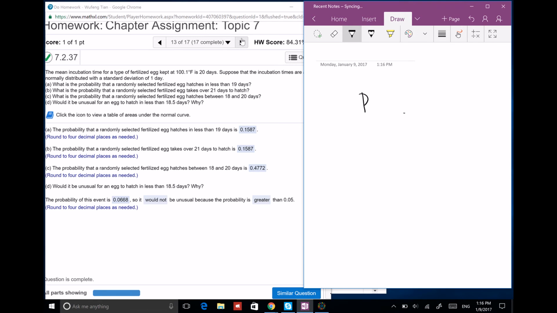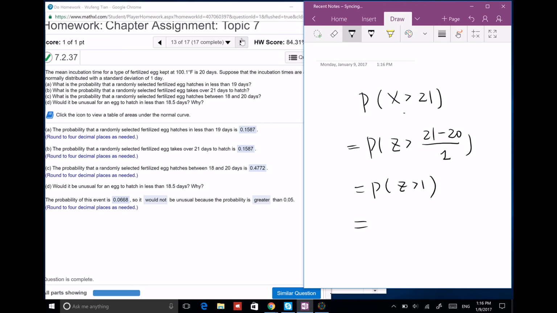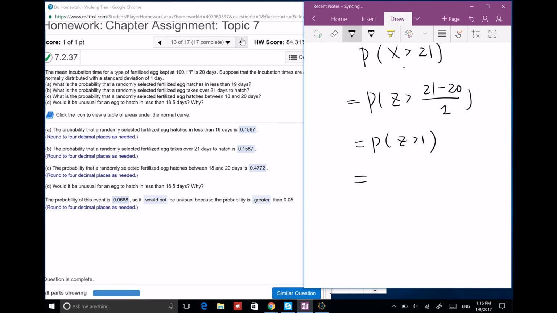Okay. The next one is in between. What do you need to do? Probability of x bigger than 21, right? X bigger than 21. So you get P z bigger than 21 minus mu over sigma, which is P z bigger than 1. Since it's symmetric, -1 and bigger than 1, if you draw the picture, you can see that. The middle is 0. This is -1, this is +1. This area and this area should be the same. So it's 0.1587, the same.